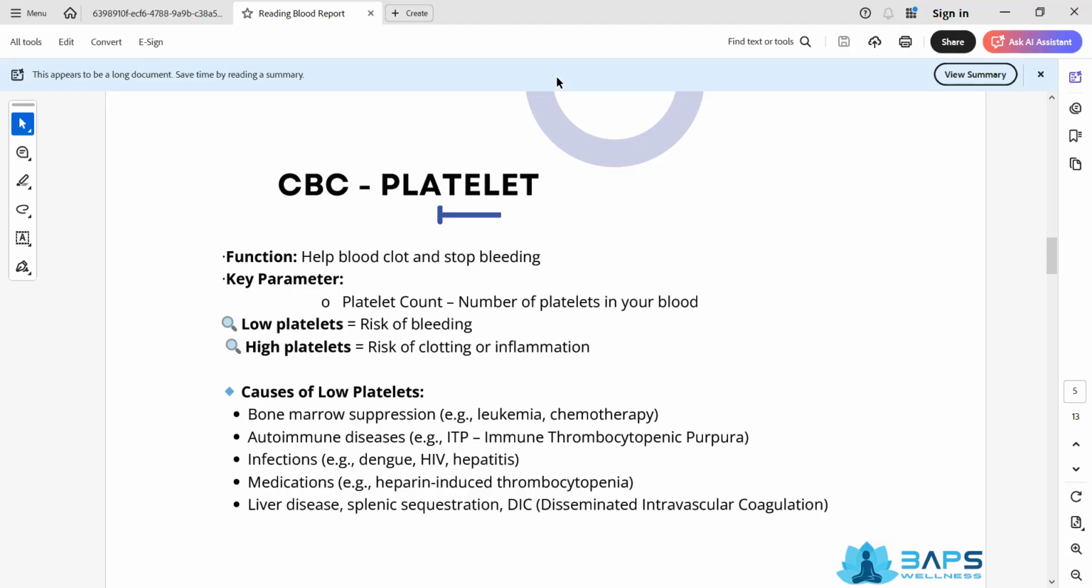When the RBCs are broken down, they produce the byproduct called bilirubin, from hemoglobin. This bilirubin is a toxic substance which is handled, detoxified by the liver and then excreted through the stools as well as the urine.